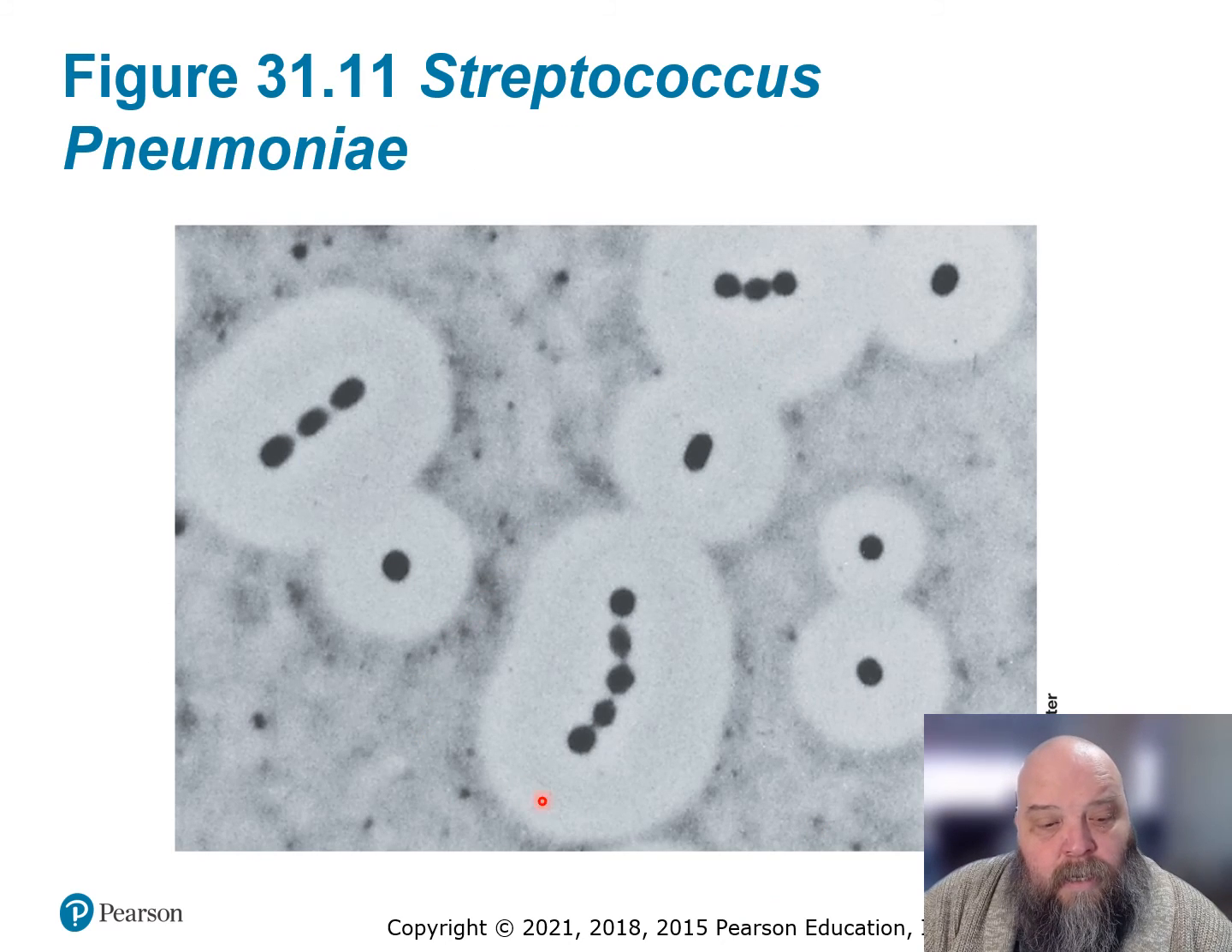You see here a stain showing this blank area around the cocci. This is due to that capsule. This is the layer, that protective layer here, that keeps these cells hydrated, protects them against loss of water, but it also keeps antibiotics as well as your immune cells away.